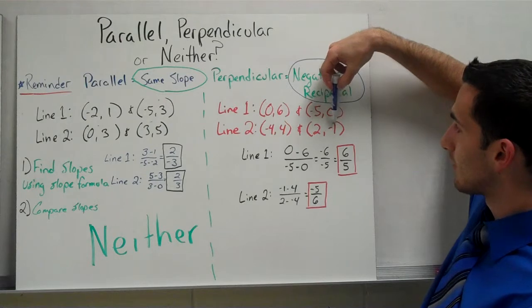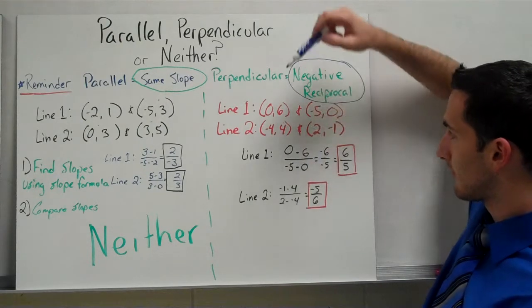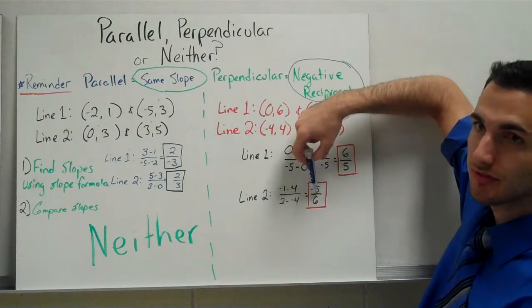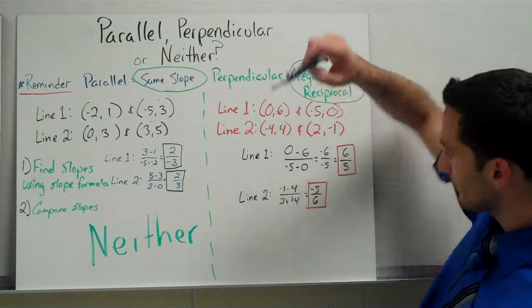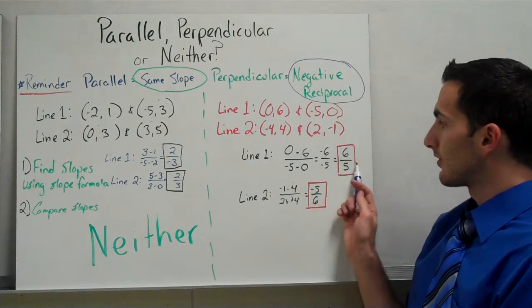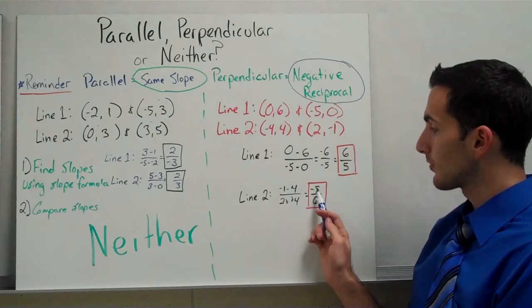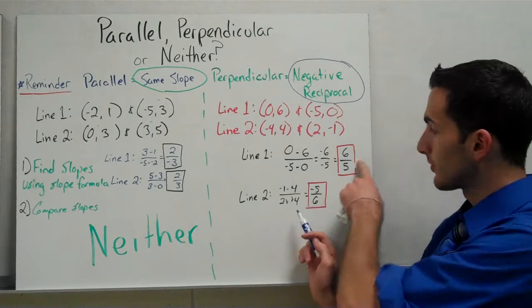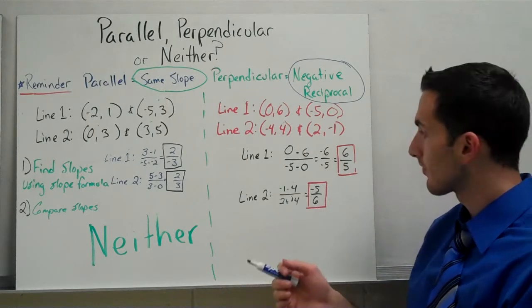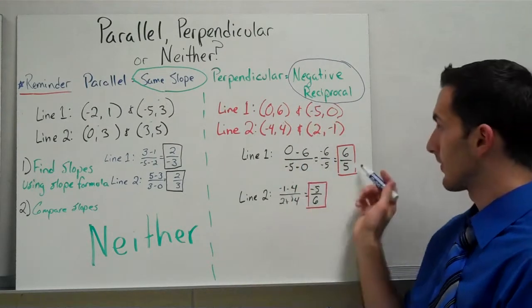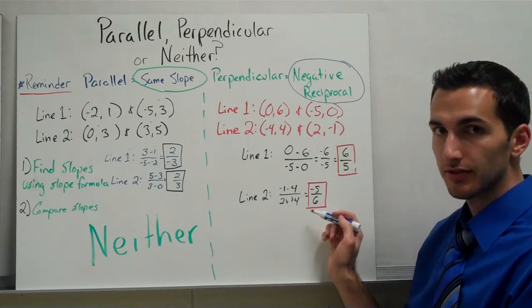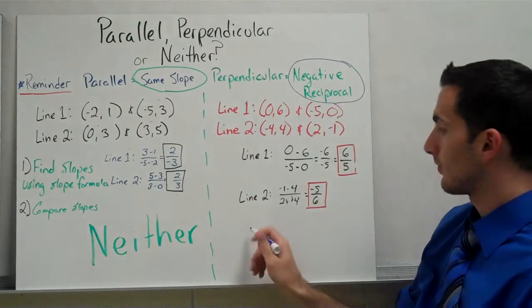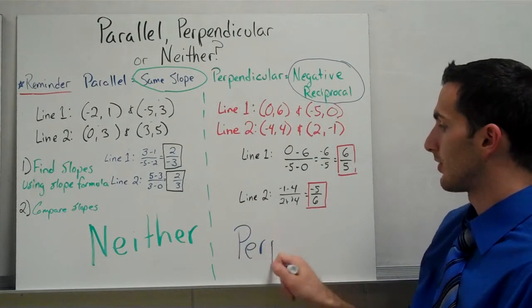My next one is negative 1 minus 4, which gave me negative 5. And 2 minus negative 4, which gave me a positive 6. If I keep change. So we can see that this one is 6 over 5. This one is negative 5 over 6. They are the negatives of each other. This one's positive, this one's negative, so they have opposite signs. They are reciprocals of each other. This is 6/5, this is 5/6. They're flipped. So since we see that they're negative reciprocals, we know that these lines are perpendicular.